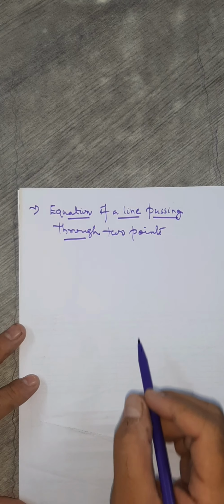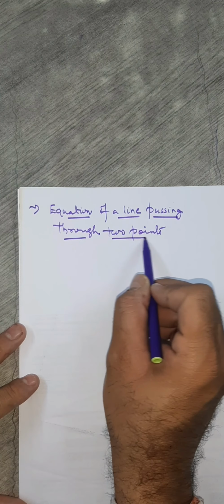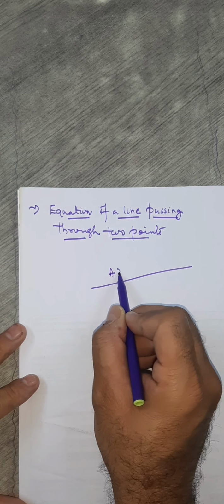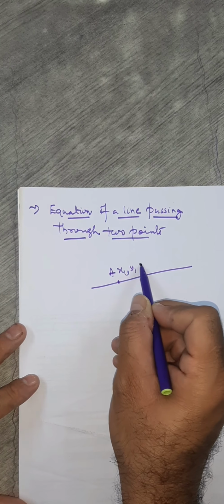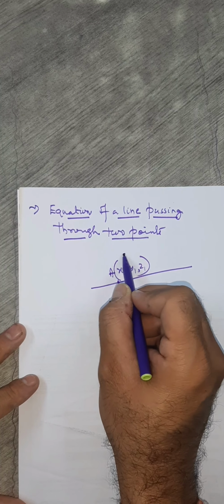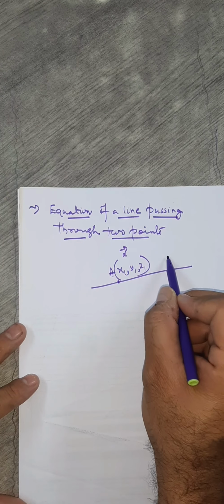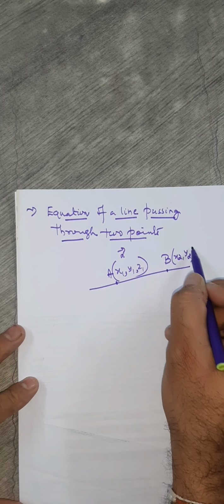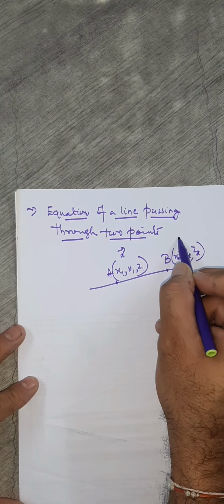Sometimes you may not be given a vector parallel to the direction of the line. Instead of that, you have 2 points. So one is x1, y1, z1, as I told you. You can call the vector a, and the other one is point B. You can call this x2, y2, z2. So the line passes through these 2 points. You can call the vector b here.